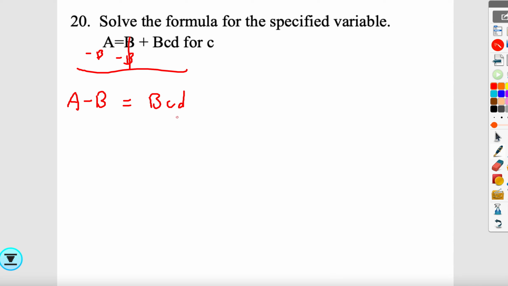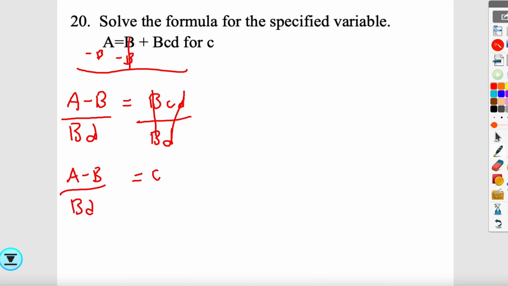All these three are being multiplied. So the opposite of multiplying is division. So we're going to divide by B and D, so these can cancel out. And notice how C is by itself now. And then we just bring down the left side. And then we're done.